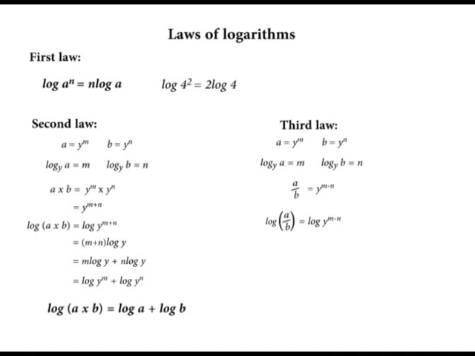Applying the first law, log of a over b is equal to m minus n times log y. And then log of a over b is equal to, we open the brackets, m log y minus n log y. If we reverse that rule, log of a over b is equal to log of y raised to m minus log of y raised to n. But then y raised to m is equal to a and y raised to n is equal to b. If we substitute, we shall have log of a over b is equal to log a minus log b, and that is the third law of logarithms.